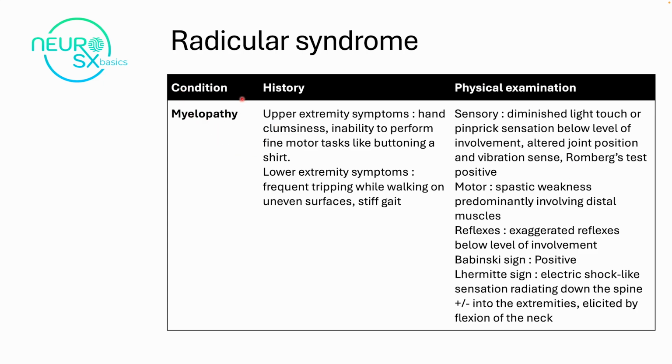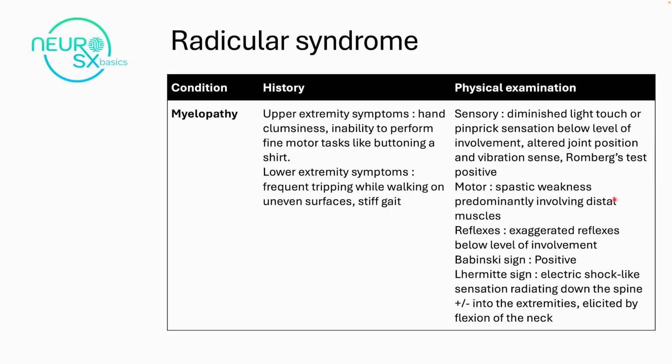A patient might also present another way with neurological syndromes with myelopathy. Now, in that case, how would a patient present? They could present with upper extremity symptoms or lower extremity symptoms. Upper extremity symptoms in myelopathy are usually hand clumsiness, inability to perform fine motor tasks like buttoning a shirt, and lower extremity symptoms are usually frequently tripping while walking on uneven surfaces and a stiff gait. So these are the classic symptoms that a patient with myelopathy presents with.